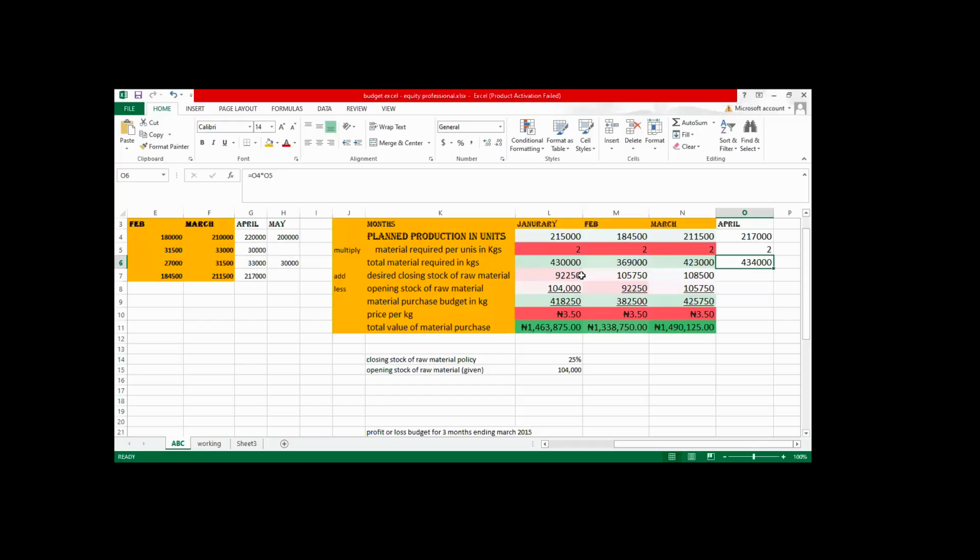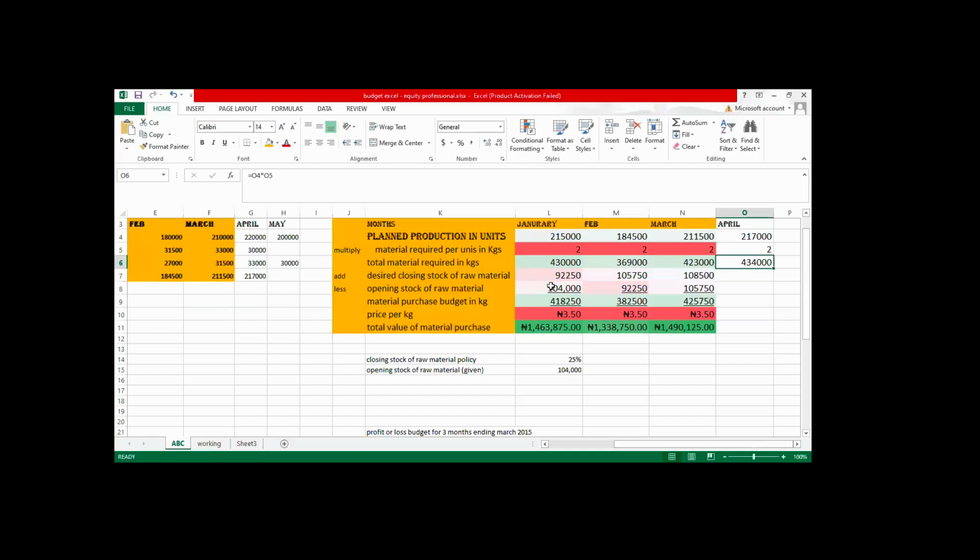So you are going to add it to your total material requirements. Know that material purchase is different from material used for production. Company will have inventory policy. Like we require 430,000 for production, we can't just buy 430,000. We might require material for inventory as a buffer stock.